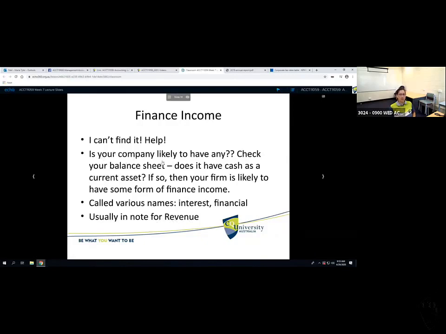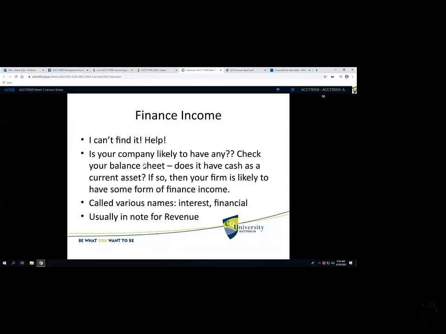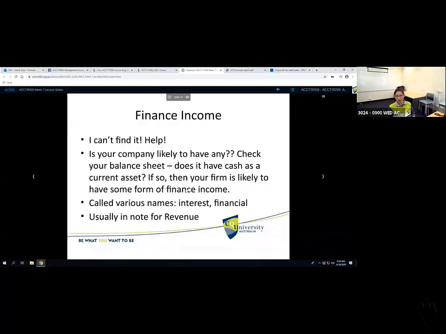But check if you still can't find it. So you look through, and say, I've looked everywhere, I cannot find it, Maria, help. Let's have a look at, is your company likely to have any to start with? It may not. It's very unusual that it wouldn't, but it has happened before. Have a look on your balance sheet. Does it even have cash as a current asset on your balance sheet? If it does have cash, then your firm is likely to have some form of finance income, okay? And you can calculate it if you can't find it. And in the video, I tell you it's up to you what percentage you'd like to apply.